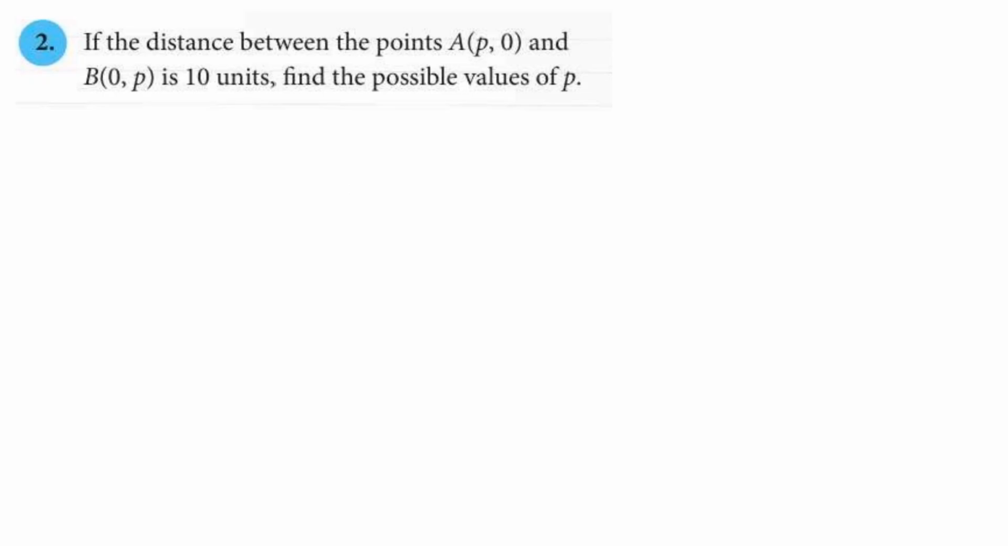Right, let's look at question 2. For question 2, you're asked to find the possible values of p. So what is the information that's given to you? Let's highlight the information. You're given the distance between 2 points, point A and point B, it's 10 units. Now, if you see this word distance, it means that you have to use the formula to find length. So to find the distance is actually just to find the length of the line segment.